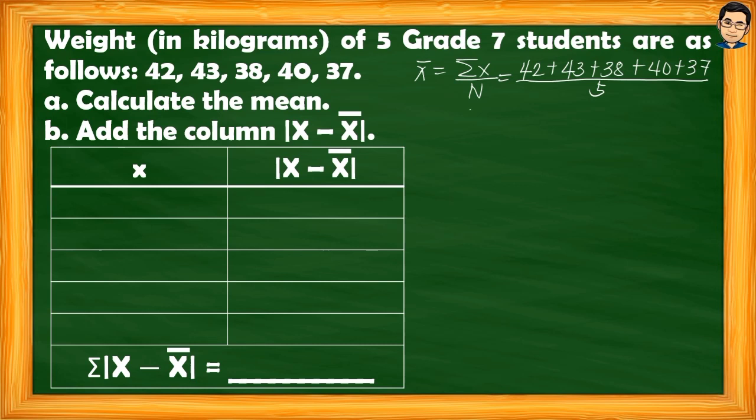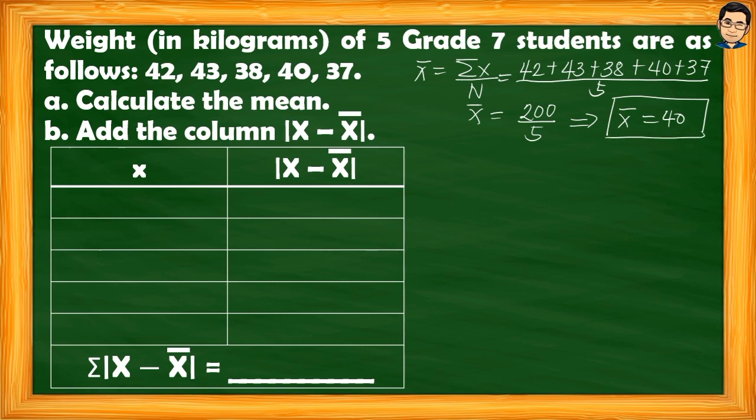Next, add natin lahat yung mga numbers na yan, yung timbang, will have 200. And then divide natin sa 5. Therefore, the average weight is 40. Kasi 200 divided by 5 is 40.